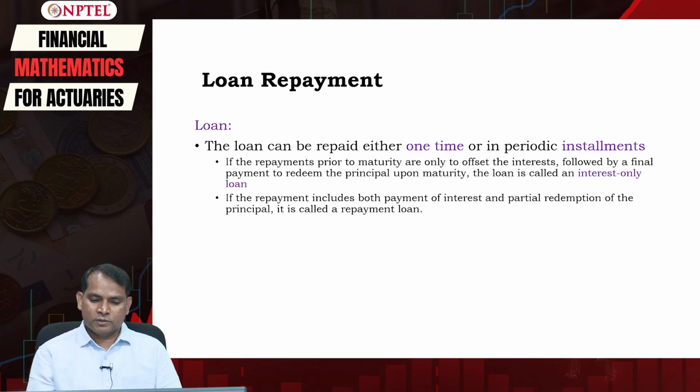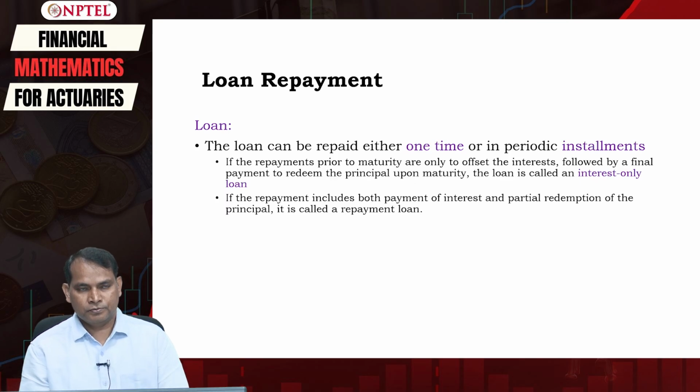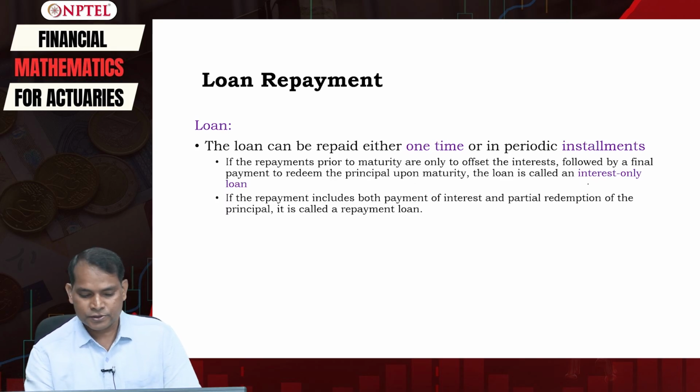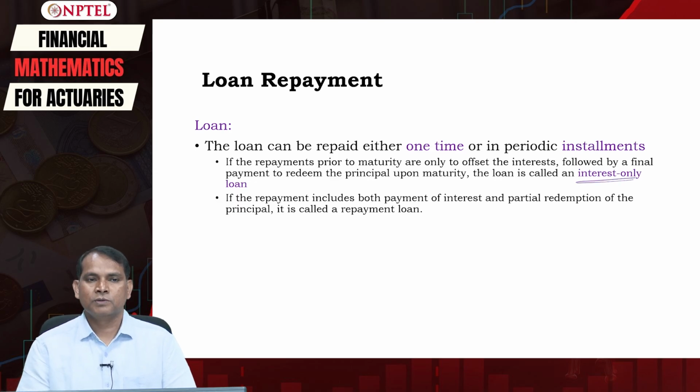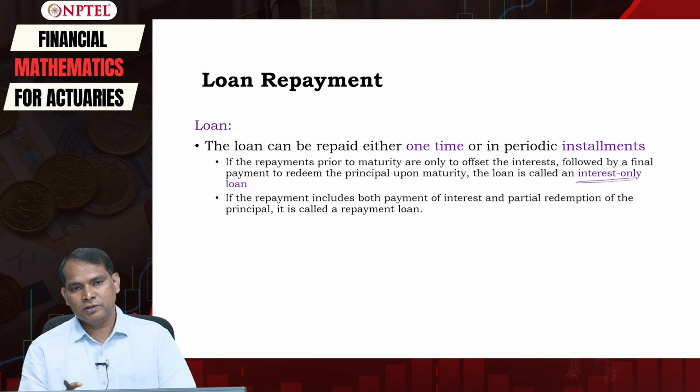And if the repayments prior to the maturity are only to offset the interest, followed by a final payment to redeem the principal upon maturity, the loan is known as an interest only loan. So, in the interest only loan, the interest amount is paid first, and at the end of the loan term a lump sum amount is paid as the principal to completely repay the loan.